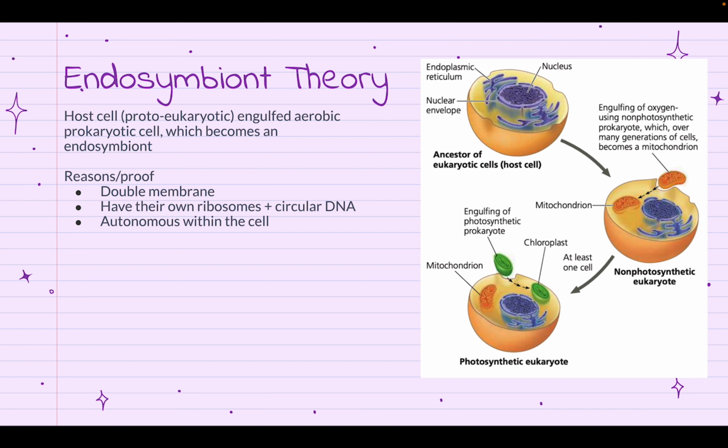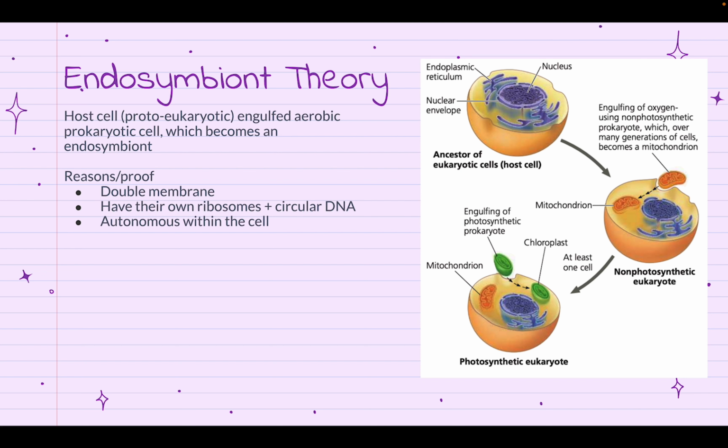One is that mitochondria and chloroplasts have a double membrane. They have two membranes. For chloroplasts, they actually have a third membrane inside, which we call the thylakoid membrane. And both organelles have their own ribosomes and circular DNA.